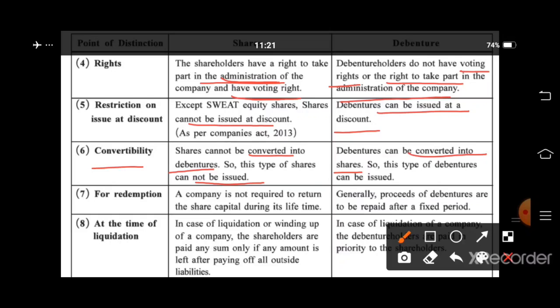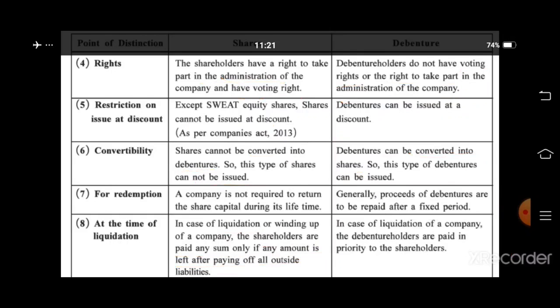A company is not required to retain the share capital during its lifetime. Generally, proceeds of debenture are to be repaid after a fixed period. In case of liquidation or winding up of a company, the shareholders are paid any sum only if any amount is left after paying off all outside liability. And in case of liquidation of a company, the debenture holders are paid in priority of the shareholders.